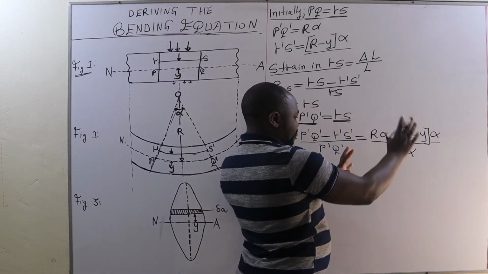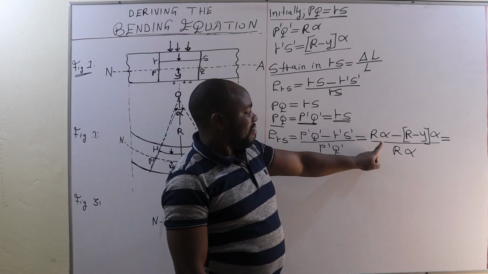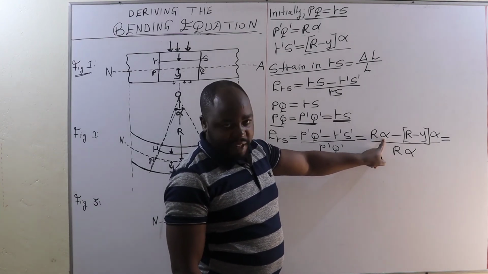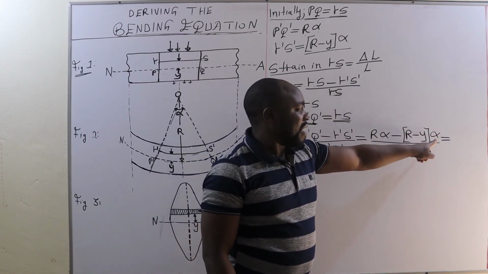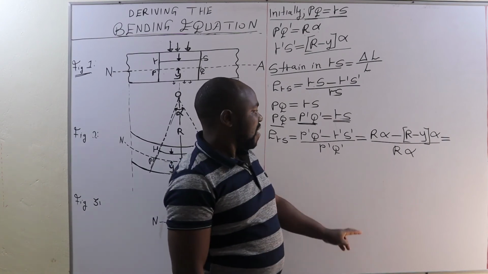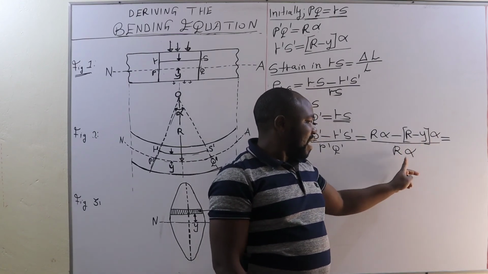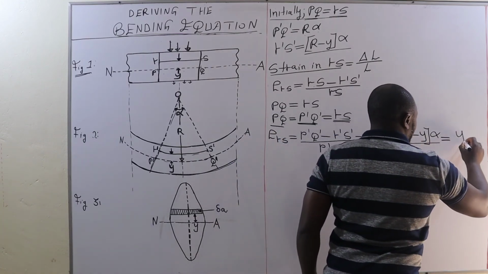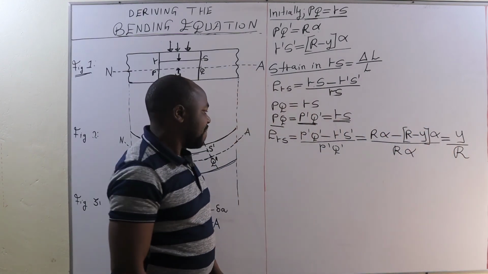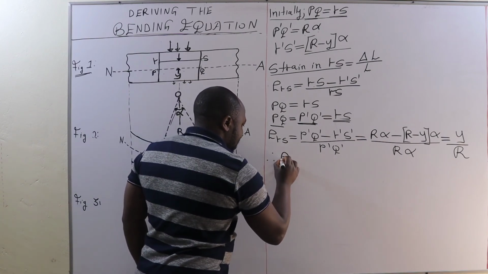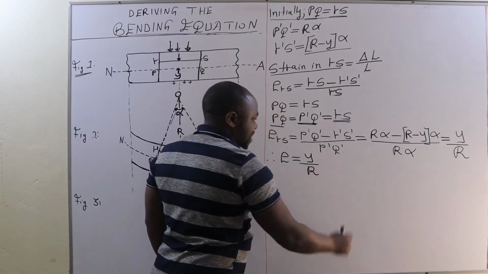When we carry out this calculation, we are going to have R times alpha minus R times alpha, which is 0, plus y times alpha. Now, y times alpha divided by R times alpha is going to be y all over R, because the alphas will cancel each other. Therefore, strain in RS will be given by y divided by the radius.